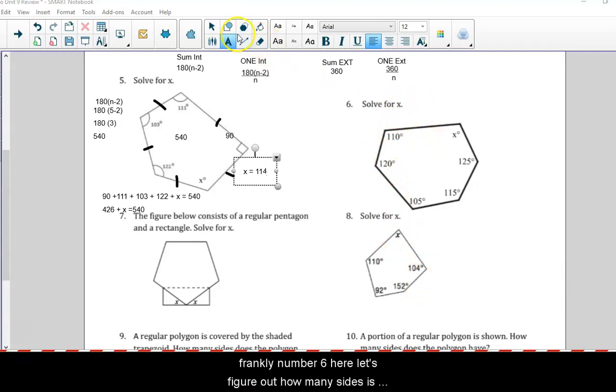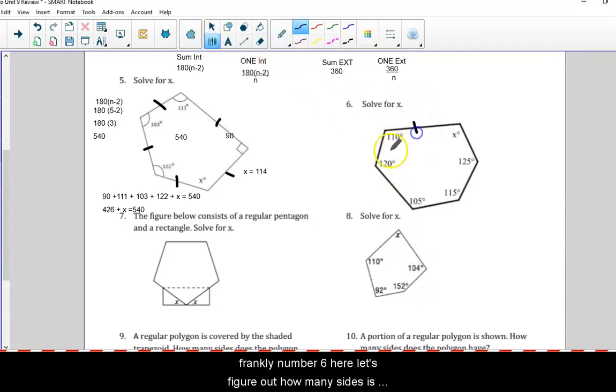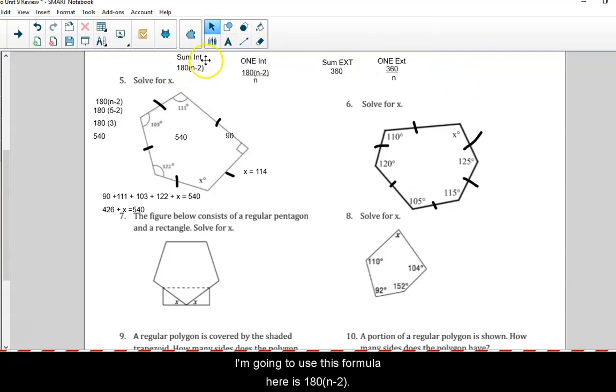Number 6 here, let's figure out how many sides this thing has. So we got 1, 2, 3, 4, 5. It looks like 6 sides. Okay, so I'm going to use this formula here, this 180 times n minus 2.